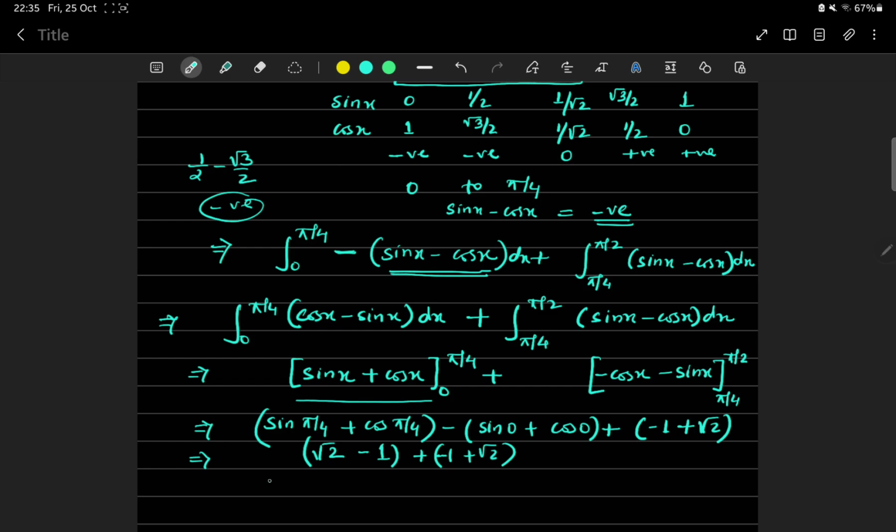Now if you solve this, then you will get 2 root 2 minus 2. So that is the answer, 2 root 2 minus 1.